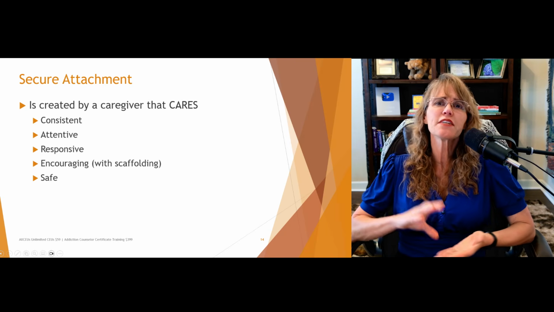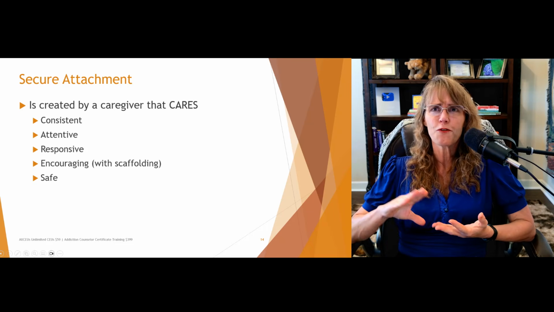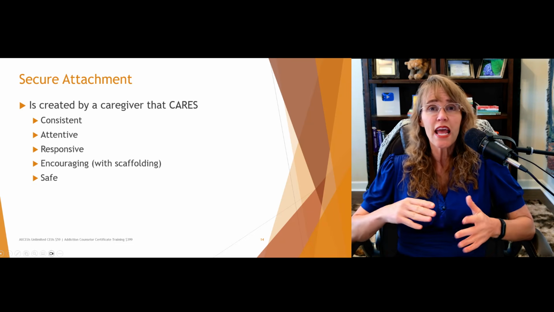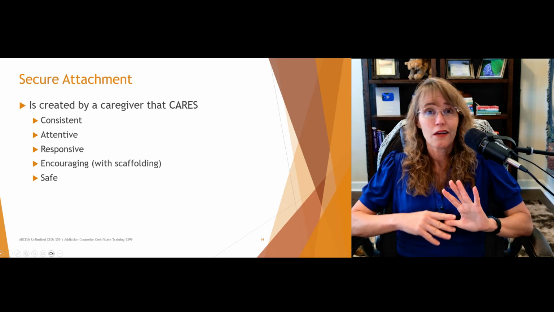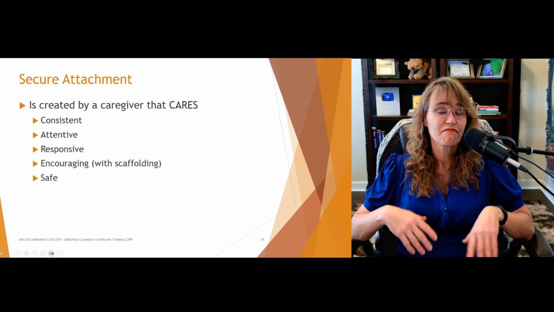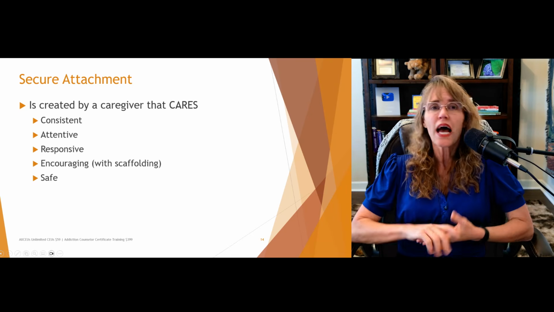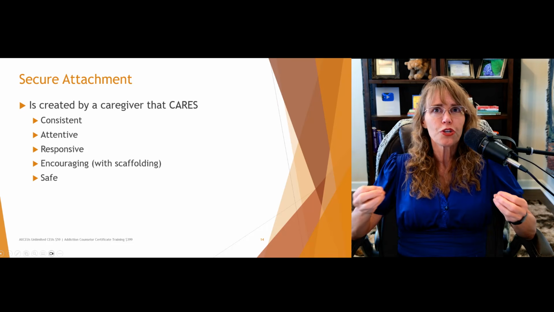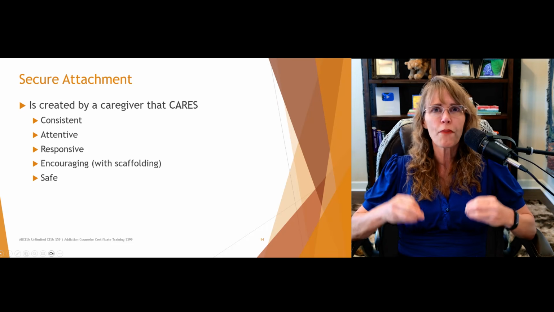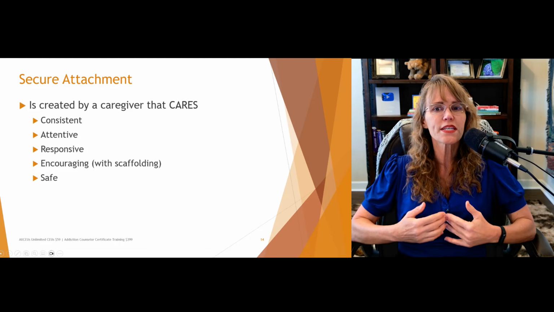And then the caregiver is safe. If you have a bad day, if you have a good day, if you fail, if you succeed, if you are looking great, or you look like you haven't taken a shower in a week, whatever. It doesn't matter. Your caregiver provides a safe home base. No matter what's going on, you can always come home. You can always come to me.